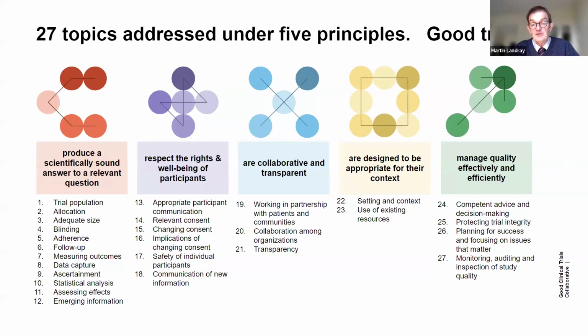The third is that good randomized clinical trials are collaborative and they're transparent. This is about working with patients and communities, and you can define communities in a whole variety of ways. It's about collaboration among different organizations. Most clinical trials require collaboration between local communities, between pharma, between academia, between funders, between government organizations, and transparency. The fourth principle is that good randomized trials are designed to be appropriate for their context. Different contexts, primary prevention, secondary prevention, vaccines versus drugs, higher income settings, low income settings, rural versus urban, and so on and so forth. Different ability to use existing resources.